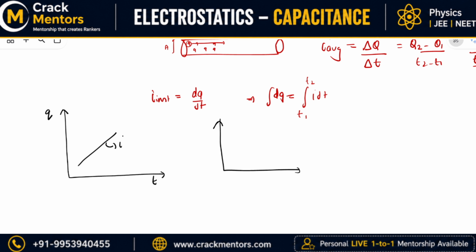Instead, if I draw the graph of current and time, the area under the slope will give me the value of the charge. I hope that's clear. Okay, perfect. So from all this conversation, I simply know that current is the flow of charge.